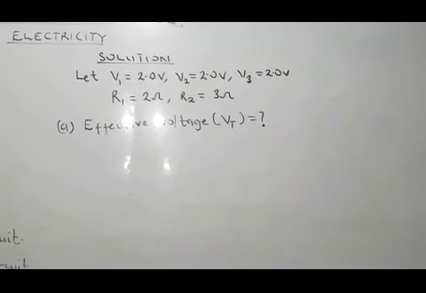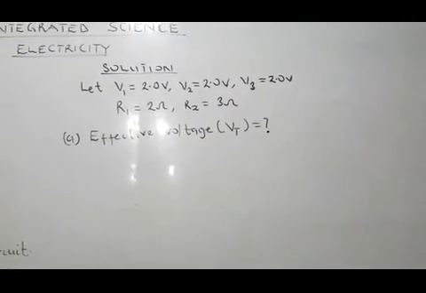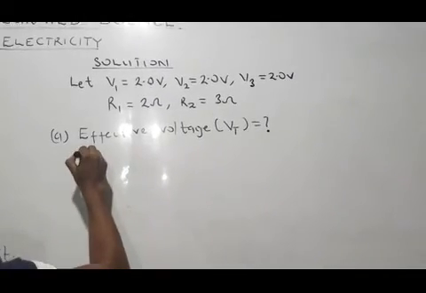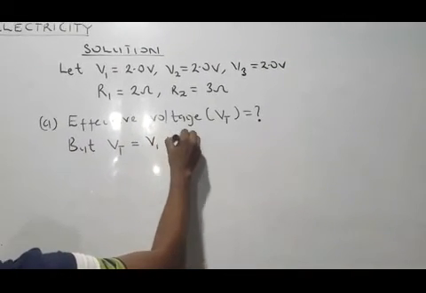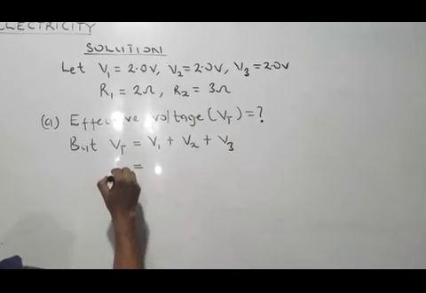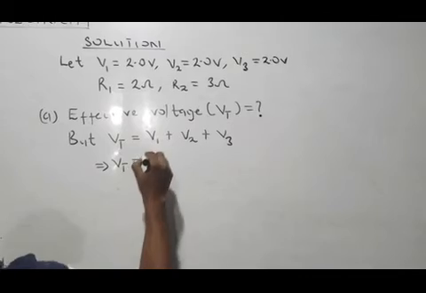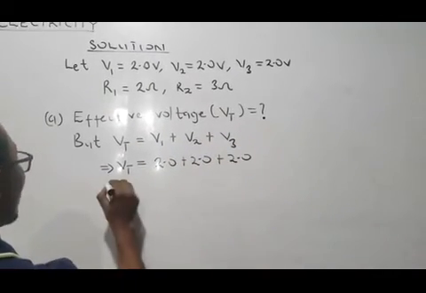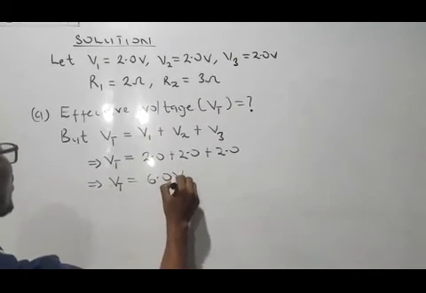I said the cells are in series. So because the cells are in series, the total voltage here will be the sum of the individual voltages. So the total voltage here is equal to V1 plus V2 plus V3. And that will be 2.0 plus 2.0 plus 2.0. So the total voltage here is 6.0 volts.